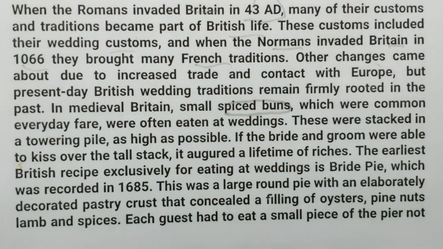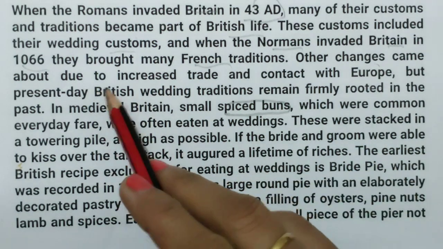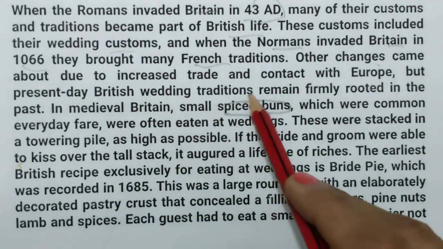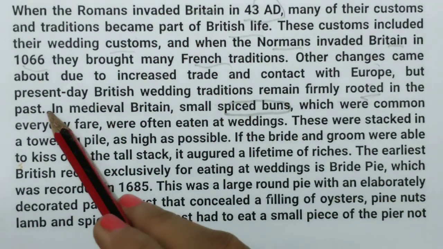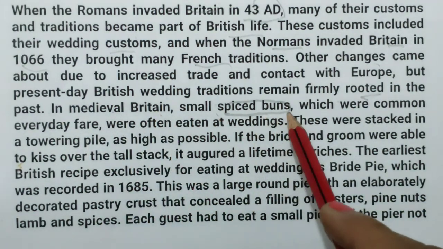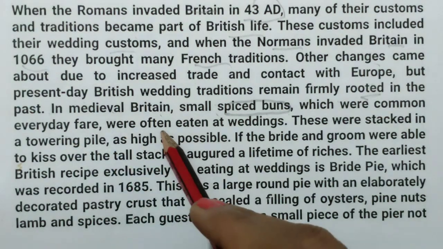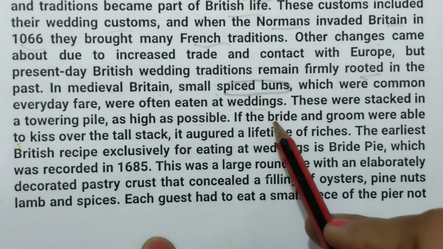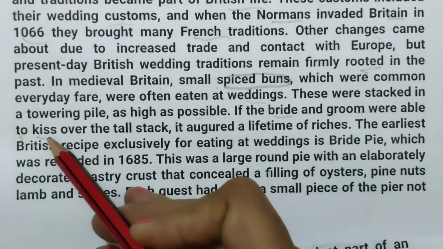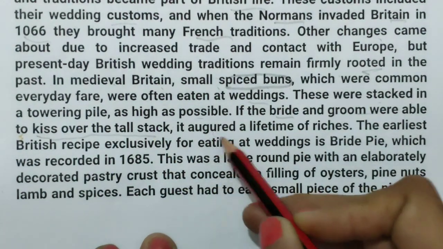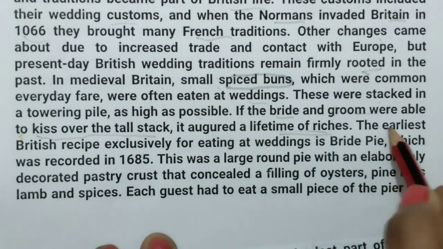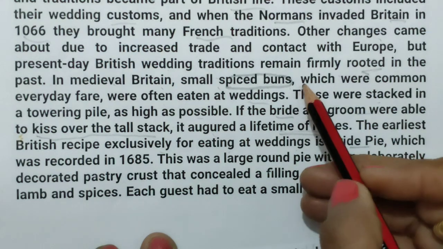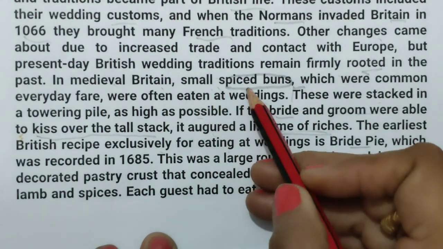So let's read this. Other changes came about to increase trade and contact with Europe, but present day British wedding traditions remain firmly rooted in the past. In medieval Britain, small spiced buns, which were common everyday fare, were often eaten at weddings. These were stacked in a towering pile as high as possible. If the bride and groom were able to kiss over the tall stack, it augured a lifetime of riches. The earliest recipe exclusively for eating. Okay, so let's read this. They are talking about small spice buns.